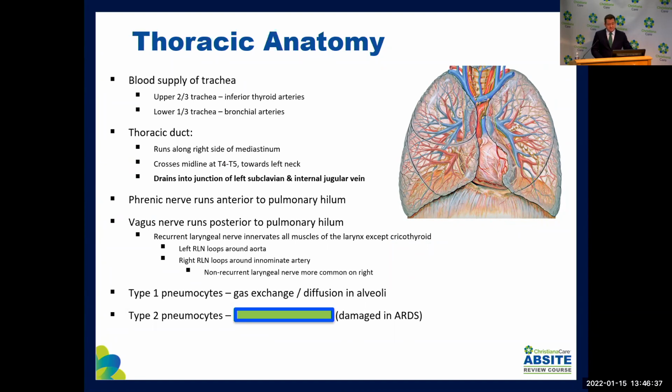Other thoracic factoids, we'll say, is your pneumocytes. There's two types. The first one, type 1, plays a role in your gas exchange and oxygenation as oxygen diffuses through the alveoli. Type 2 does what? And this is what's damaged in ARDS. We'll go into this in a little more detail in our surgical critical care lecture. Surfactant, right? Helps keep it open.